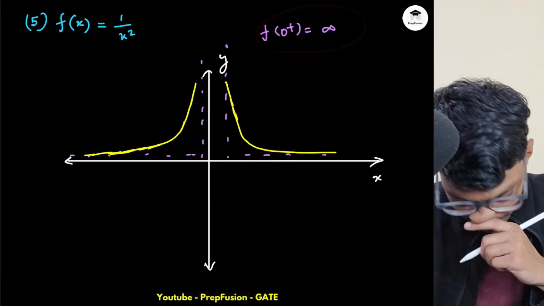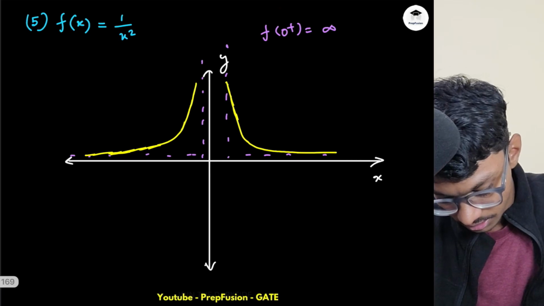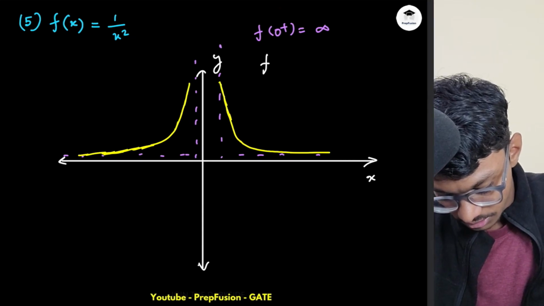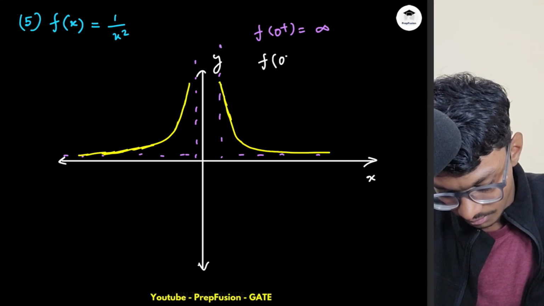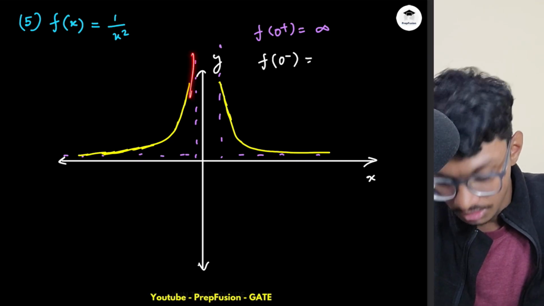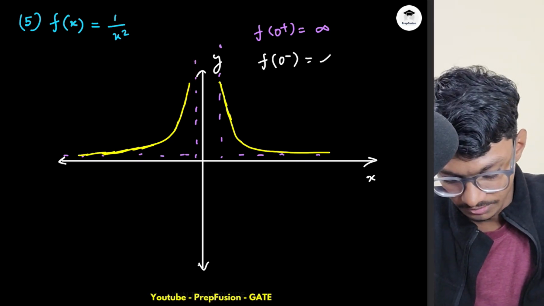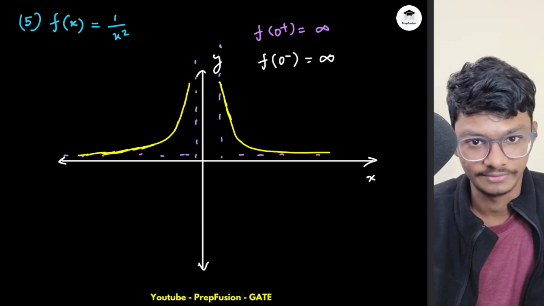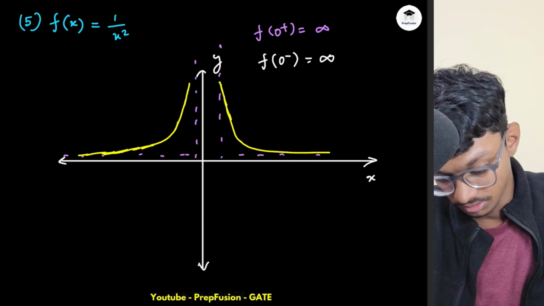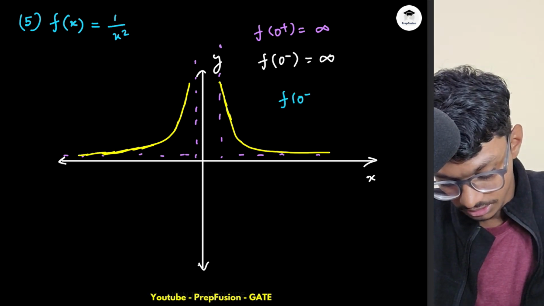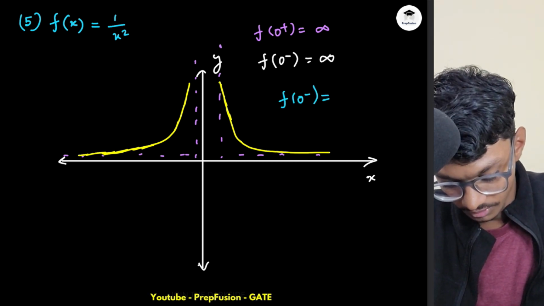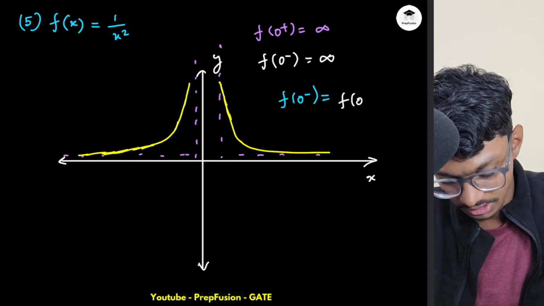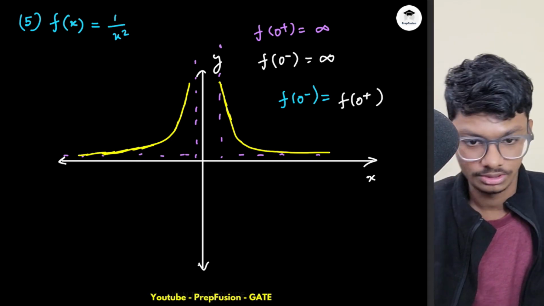So this equals positive infinity, and just before this, f of 0 minus will be simply positive infinity again. So this is also positive infinity. These two are equal. If these two are equal, what does this signify? We'll understand this in the limits chapter.